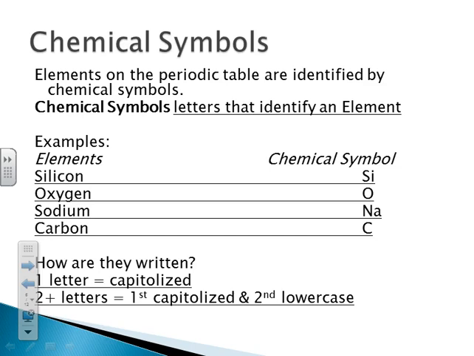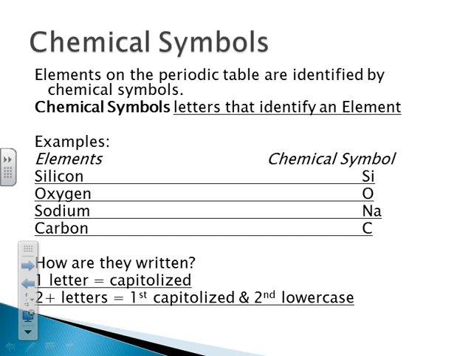It is very, very important that you know that if an element has two or more letters, the first is capitalized and the second is lowercase. Okay, does that make sense? Take a look at your periodic table and identify some of the chemical symbols that have two or more letters. And notice that they're all written the same. That first letter is capitalized, the second letter is lowercase.